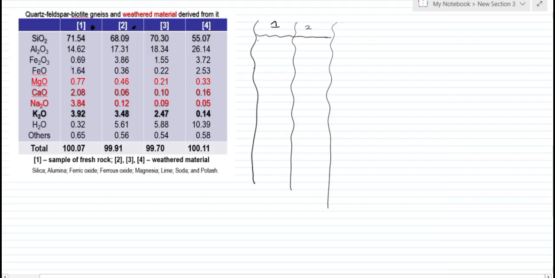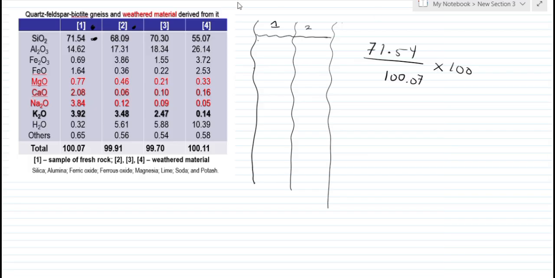All right. Because we want to convert to 100, let's start with SiO2. For sample one, its value is 71.54, but we want to express this in terms of 100. This is what you are going to do: you divide 71.54 over 100.07, then multiply this whole thing by 100. You should get something around 71.49. That's for the SiO2.